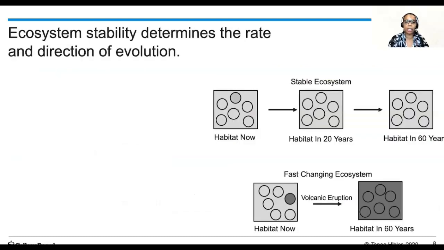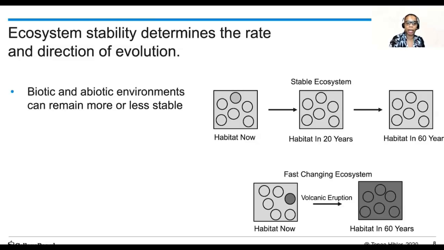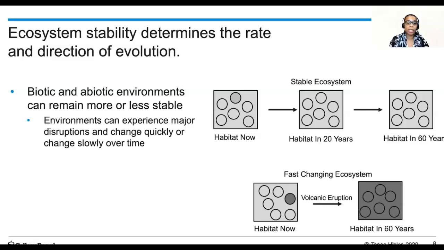Ecosystem stability determines the rate and the direction of evolution. There are biotic and abiotic environments. They can remain more or less stable. Environments can experience major disruptions and they can change quickly or they can change slowly over time. And I have examples here to the right.